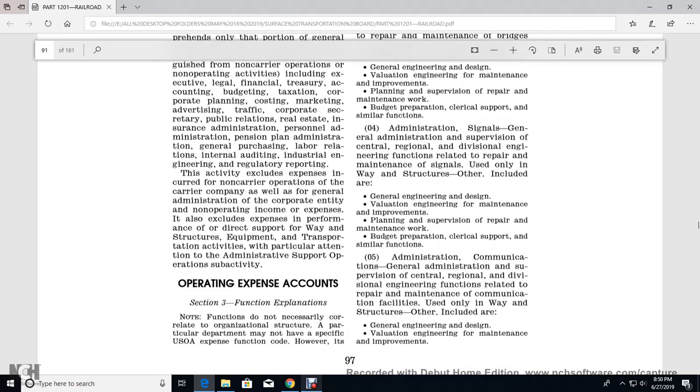All right, moving on to operating expense account, section 3, function explanations.